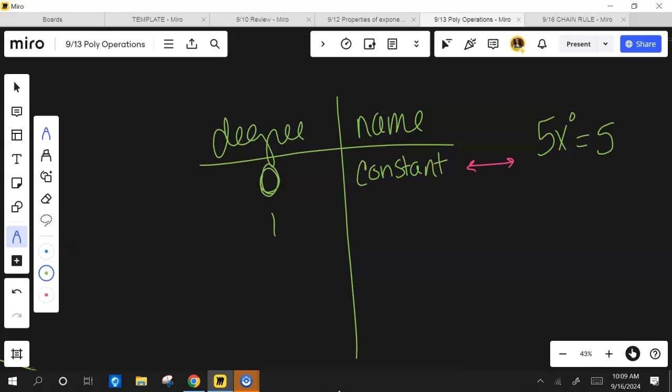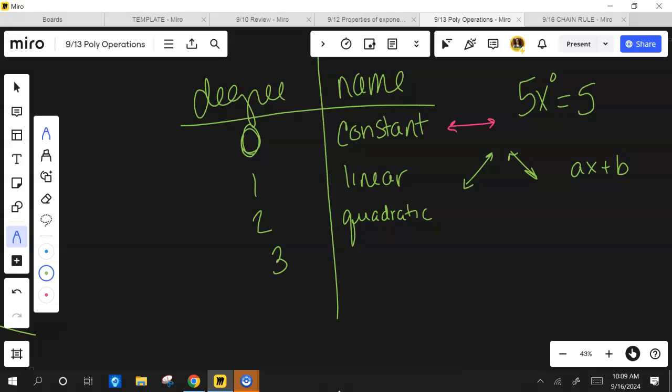But what if I had a degree of 1? What if my biggest exponent was 1? Then it's linear. That's exactly right. So that's when I can do this or this. It looks very similar to your slope-intercept form of a line. Okay, how about a degree of 2? Y'all should all know this one. Quadratic. Past that, you may not know.